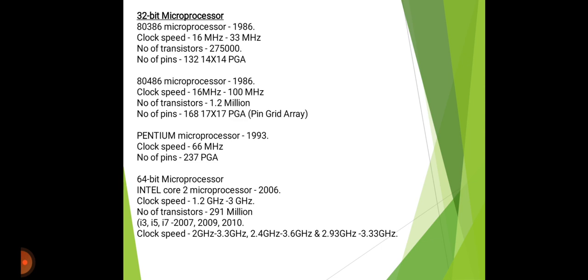Then the i3, i5, i7 processors were invented in the years 2007, 2009 and 2010 respectively. The clock speeds of these processors are 2 GHz to 3.3 GHz, 2.4 GHz to 3.6 GHz, and 2.9 GHz to 3.3 GHz respectively.